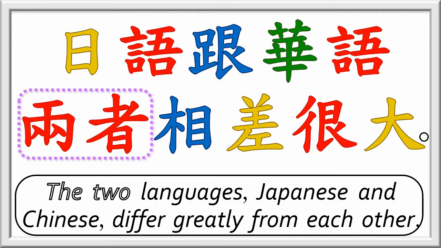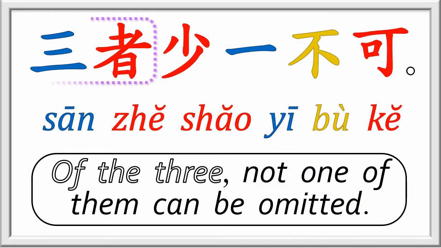日语跟华语两者相差很大. Japanese and Chinese, the two languages are very different. 者 stresses the number, something like those very two. 三者少一不可. Of the three, not one of them can be omitted. 三者 means three of whatever it is you're talking about.